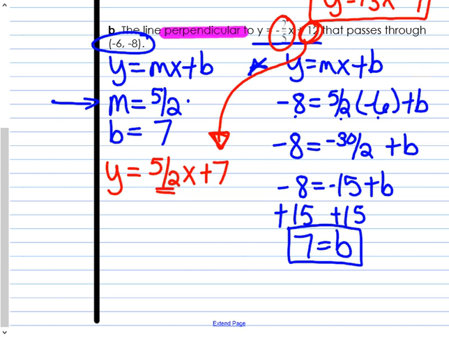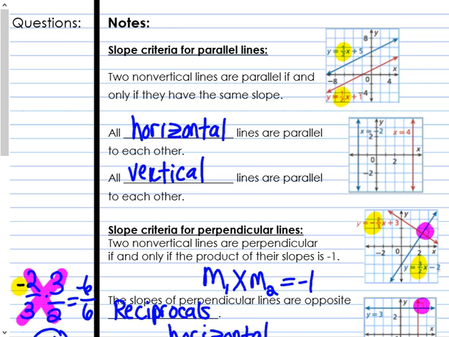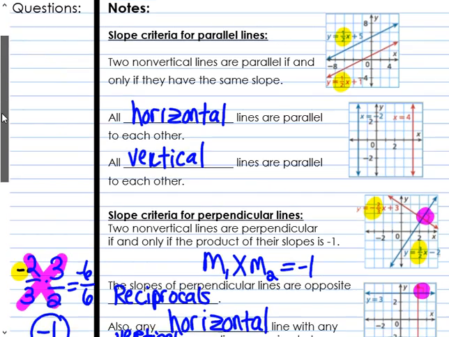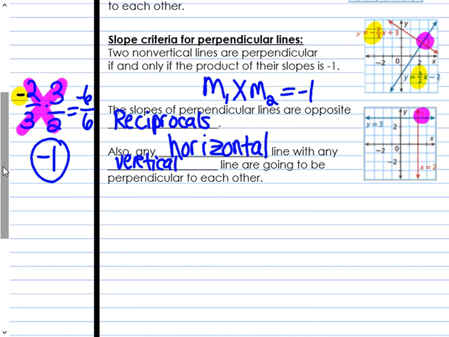So I want you to go back to the first page. Make sure you have all of your vocabulary in there, horizontal and vertical lines. Keep in mind, horizontal lines are parallel to each other, vertical lines are parallel to each other. Perpendicular lines. Any horizontal line is perpendicular to any vertical line. And their slopes are perpendicular, their lines are perpendicular, if and only if their slopes multiply together and result in -1.